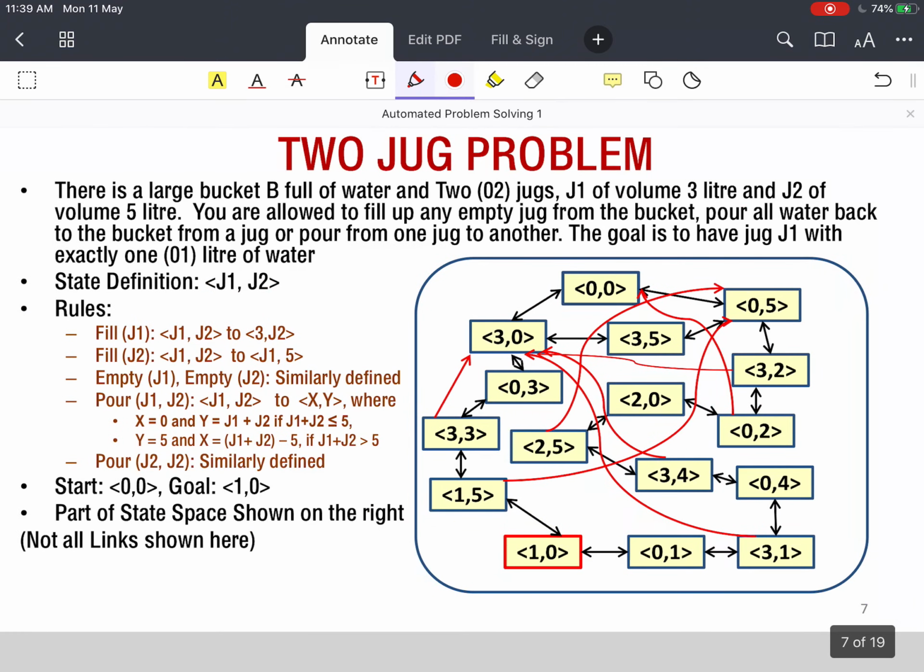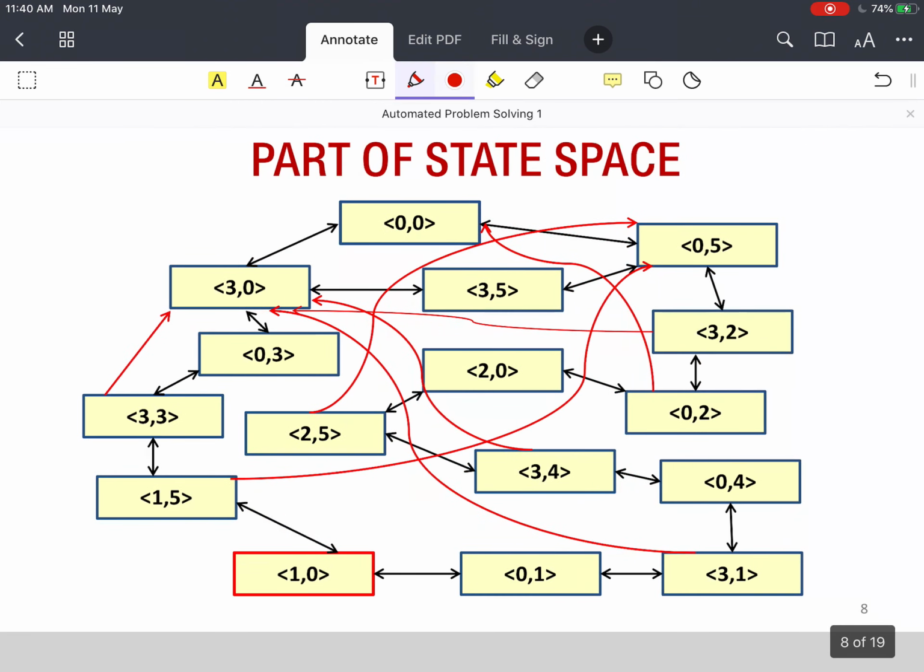These state transformation rules imply the state space as follows. Only the partial version of this state space is drawn here. The full state space is not drawn, but this will give an idea of what we want to say. So 0, 0 is the starting point when nothing is there. If we fill up jug J1 from 0, 0, we go to 3, 0. Or if we fill up J2, we go from here to here. And then we can again empty. Let us go to a bigger picture and understand this a little better.